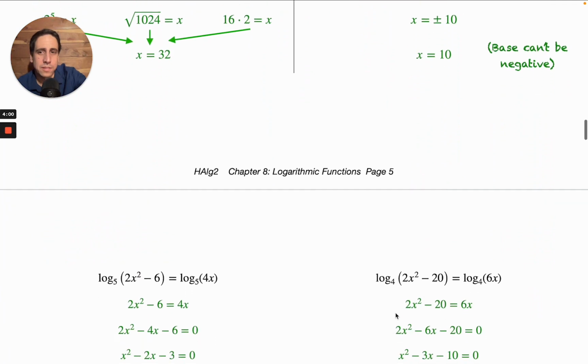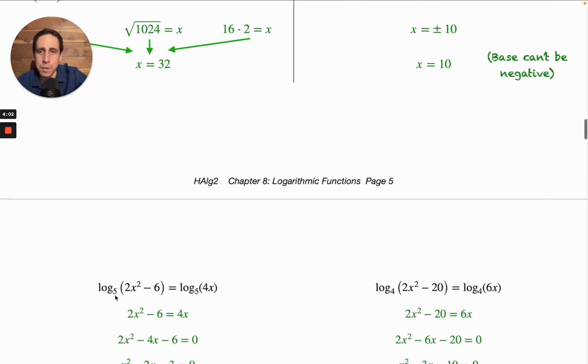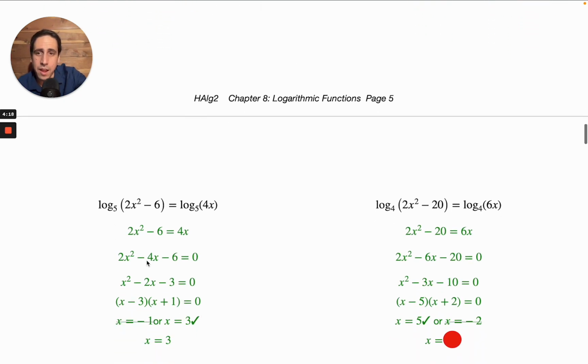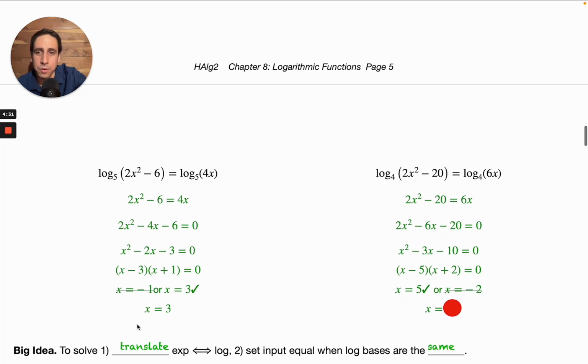That's the only answer. Here, log base 5 of 2x squared minus 6, log base 5 of 4x. Well, look, the bases are the same. Log base 5, log base 5. So log base 5 of thing 1 is going to equal log base 5 of thing 2. So therefore, thing 1 has got to equal thing 2. We do our algebra, quadratics, factoring, dividing all the terms on both sides by a greatest common factor of 2. We get x squared minus 2x minus 3, split the middle, and we get x is equal to negative 1, or x is equal to 3.